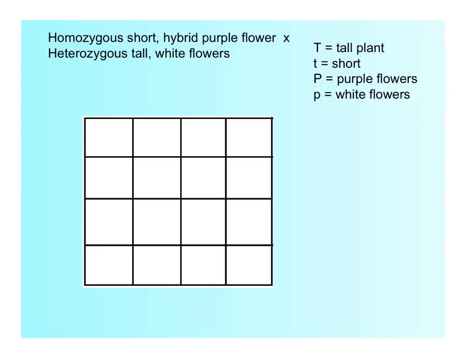But anyways, remember, step one, turn homozygous short hybrid purple flowers into four letters, and then turn heterozygous tall white flowers into four more letters. Make sure above each box you have two letters, but make sure they're different. So make sure you have a T and a P above each of these columns. Do not give me two T's or two P's. Very common mistake on tests.